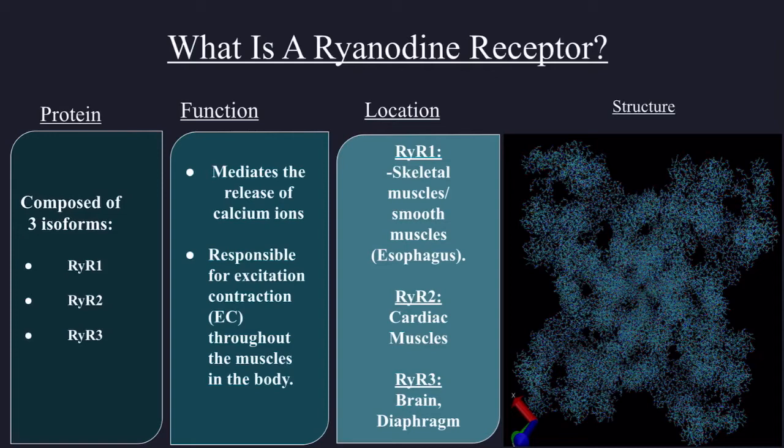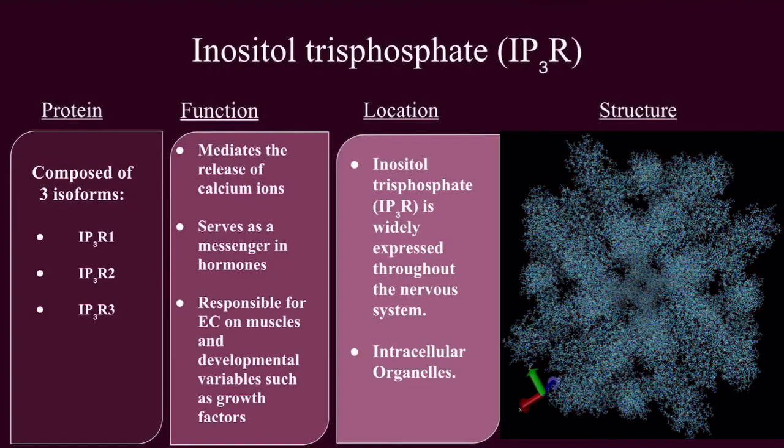We primarily find RYR1 throughout the skeletal muscles and the smooth muscles, for example, the esophagus. RYR2 can also predominantly be found in the cardiac muscles. Also, RYR3 is predominantly found in the brain and diaphragm. These receptors are the largest identified types of ion channels, as you see displayed here.